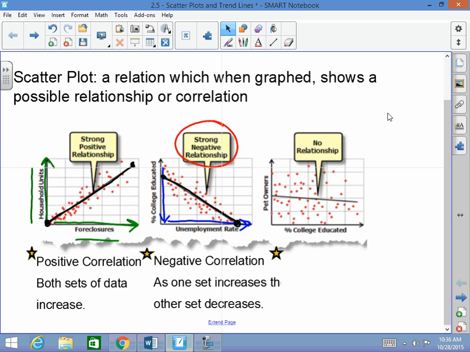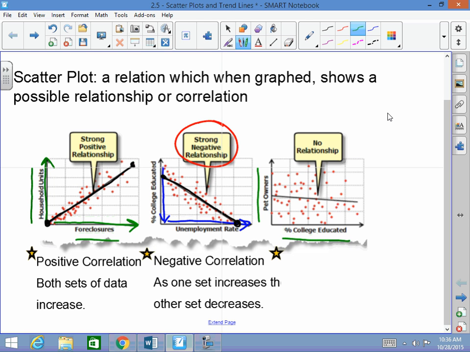And then last but not least, we have no relationship. A no relationship or no correlation, it's not increasing nor decreasing. It has nothing to do with each other. For example, they put the percent of college educated and the pet owners. What does one have to do with the other? I can have 7 dogs and not even know how to read. It doesn't matter. I can have a PhD in astrophysics and I'm allergic to dogs and cats, so I don't have any pets. So sometimes there's relationships that just have no correlation at all.